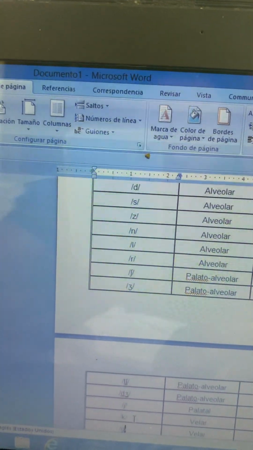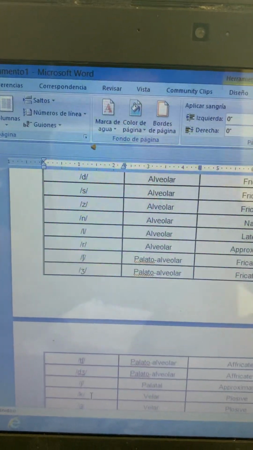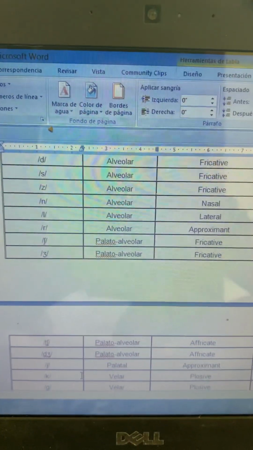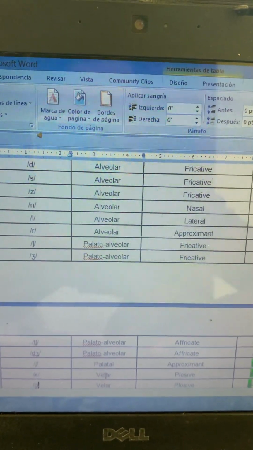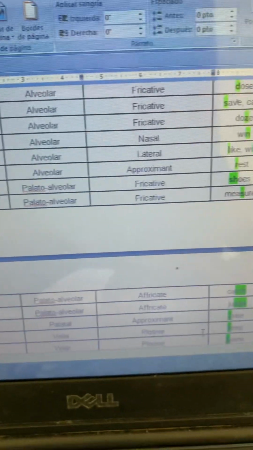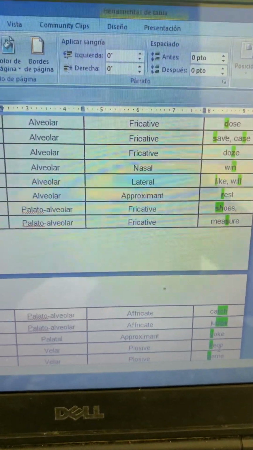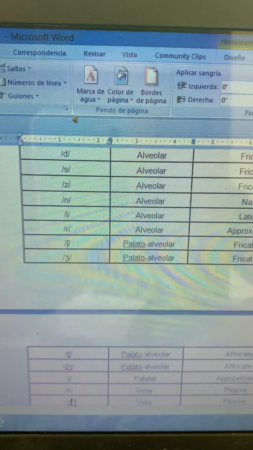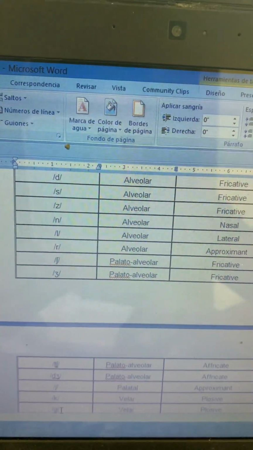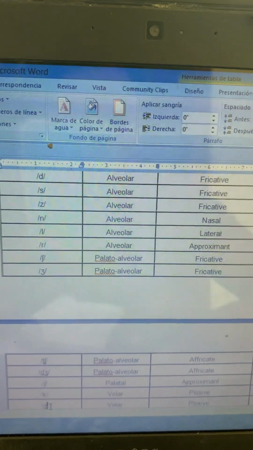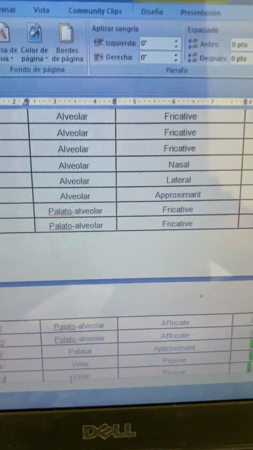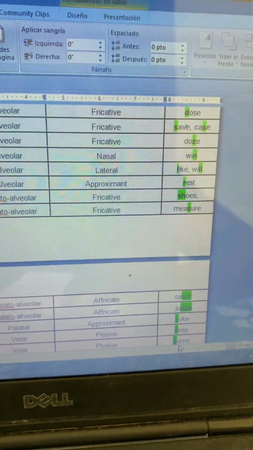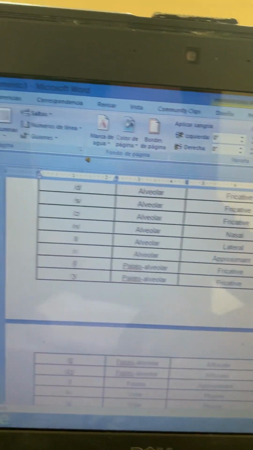Here we have the consonant K, which is voiceless, velar, plosive. For example, keep. And here we have the consonant G, which is voiced, velar, plosive. For example, game.